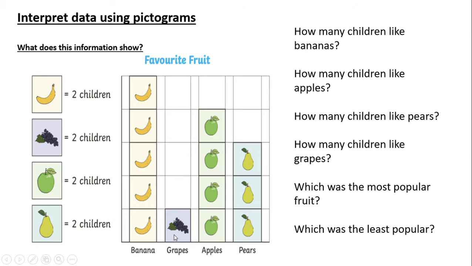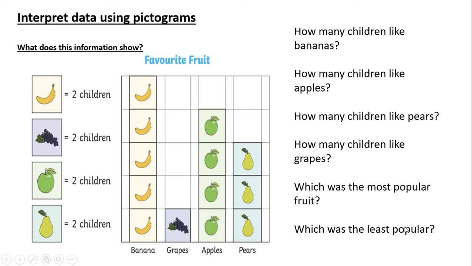So 1 picture is equal to 2 children. So that would be 2. So let's take a look at this data and take a look at the most popular fruit. So which was the most popular fruit? Well, as we can see here, bananas have the most value, 2, 4, 6 and 8. So that was the most popular fruit.